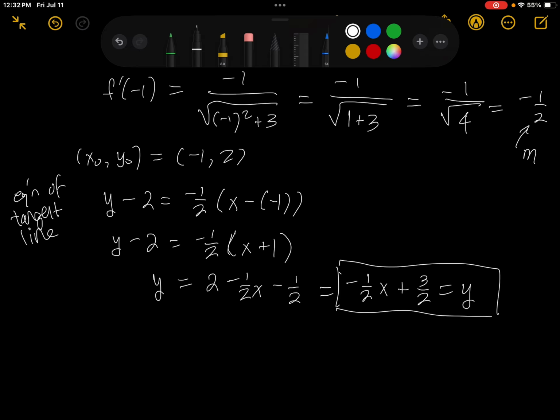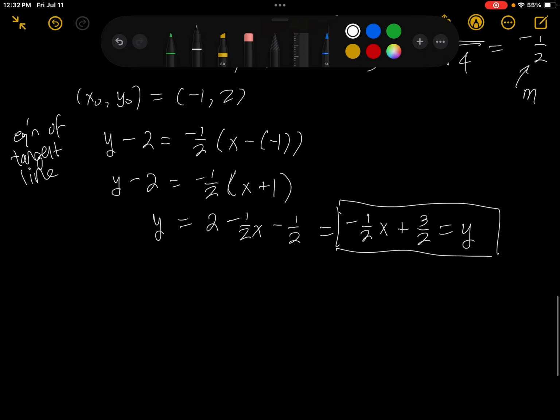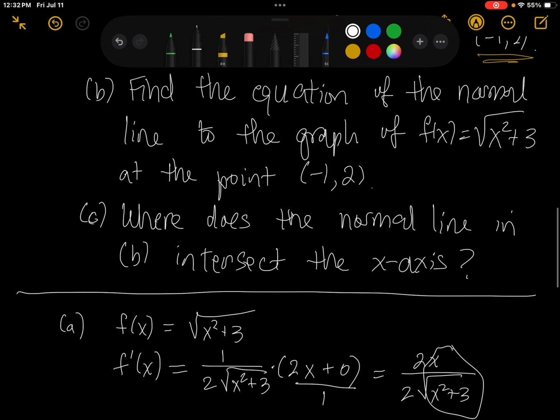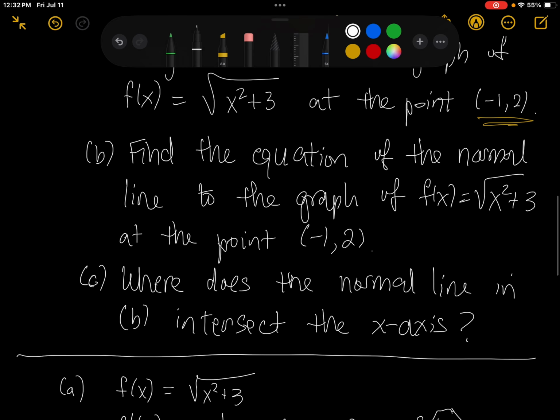Okay. So that's part A. Part B says, find the equation of the normal line to the graph of the function at the point negative 1, 2. Well, first of all, to find the equation of a normal line, you have to know what that even is. Do you know what that means, the normal line? It's the line that's perpendicular to the tangent line.